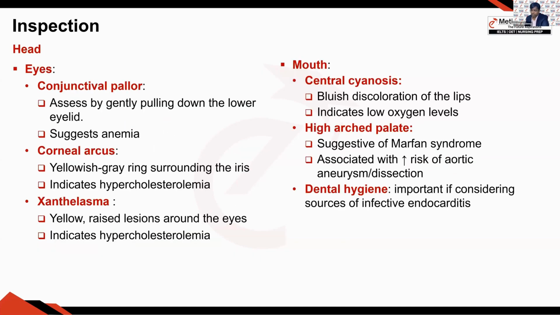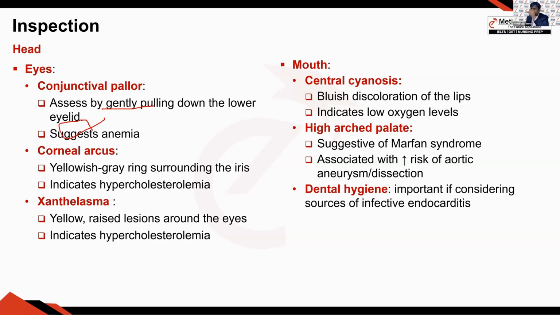Now come to the head. When you think about the head, what may be the problem? We can divide it into eyes, mouth, and neck, the major parts. In the eyes, what MCQs may you get? Pallor. When you think of pallor, you can see in the image that pallor indicates anemia, basically. You know that. So assess generally for pallor.